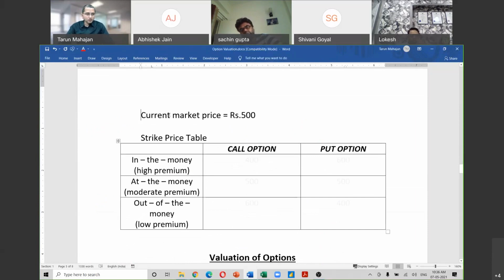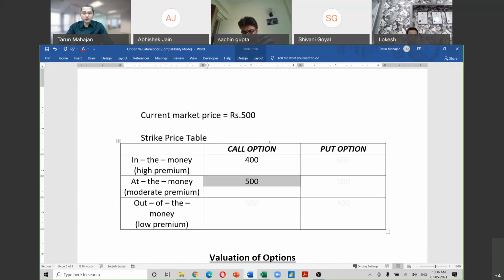Okay, so let's quickly explore what is in the money, at the money, and out of the money. Suppose the current market price of the stock is 500 rupees, and this is the strike price table. For a 500 rupees share, if I choose 400 rupees to be the strike price, it is an in the money option because I'm asking a favorable price and I'll have to pay a high premium.